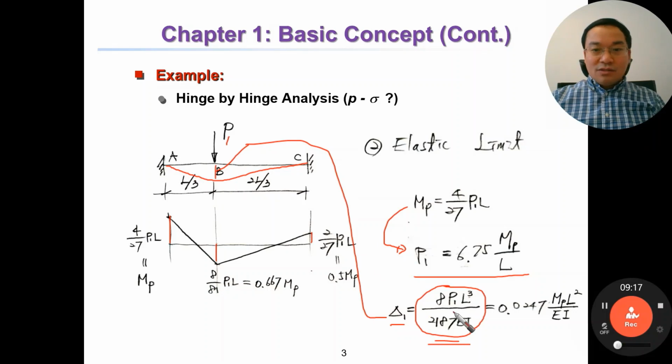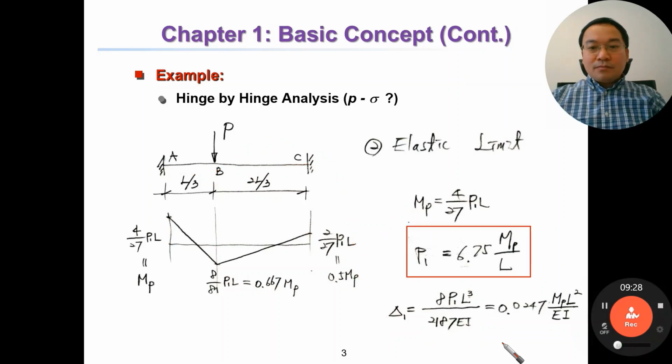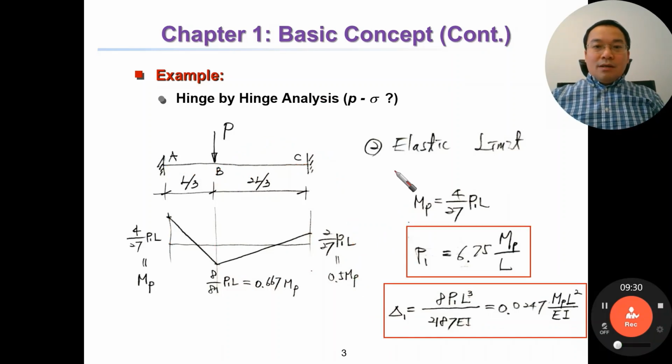Deflection equals 8/2187 EI, but finally equal to this one. Okay, so now at the elastic limit we have P1 equal to this, and the deflection then so on equal to this. This is a function of MP. Okay, a function of MP.